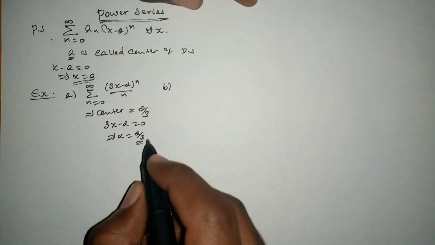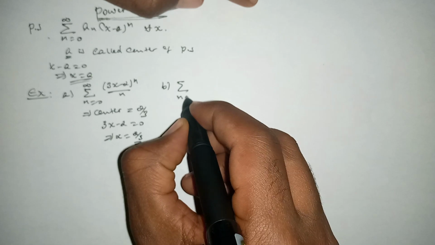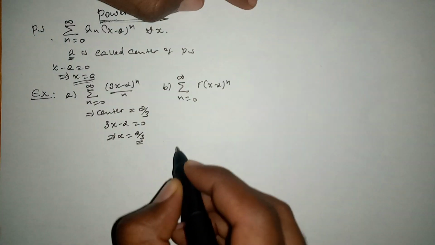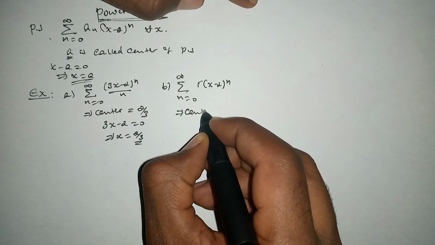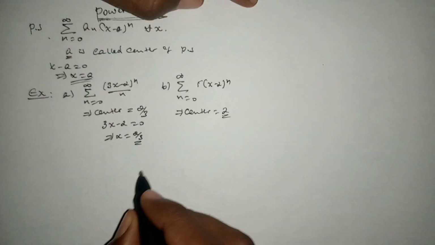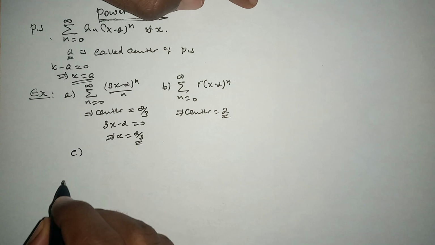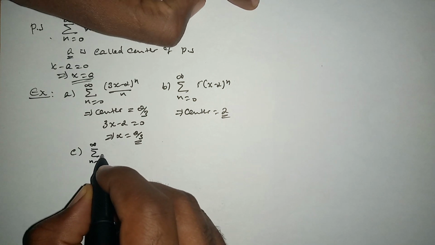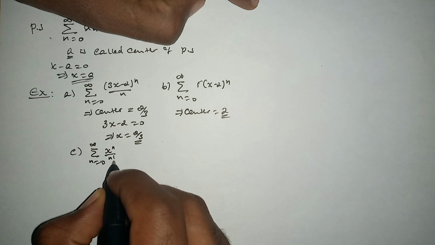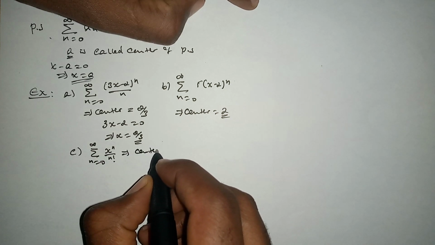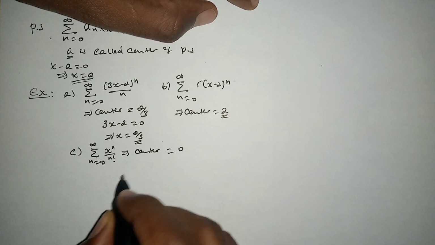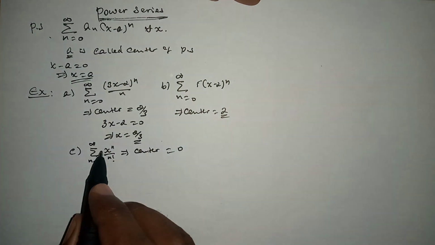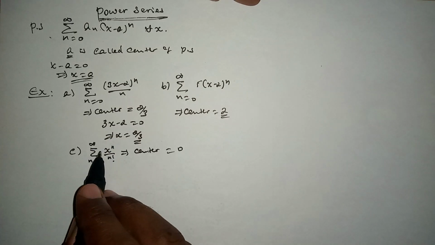Let's see another example. B: summation as n runs from 0 to infinity of 5 times (x minus 2) raised to n. Here we have the center equal to 2. The third example, C: summation as n runs from 0 to infinity of x to the power of n over n factorial. Here the center of the given series will be 0, because we have no subtrahend here; in place of a, it is 0. x minus 0 raised to n is equal to x raised to n.